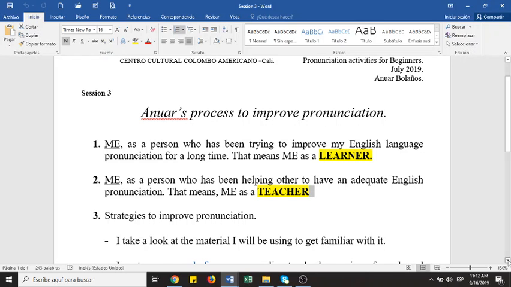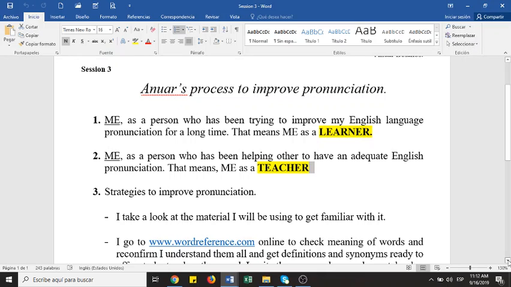And then there's another me, as a person who has been helping others to have an adequate English pronunciation. Yeah, there's a typo here. It says others. I'm gonna correct it. Now it is there. So me as a learner, when I'm trying to improve my pronunciation, and me as a teacher when I help others, my students, or the students that are sent to the office for tutoring. And then I'm gonna show you my strategies to improve pronunciation.